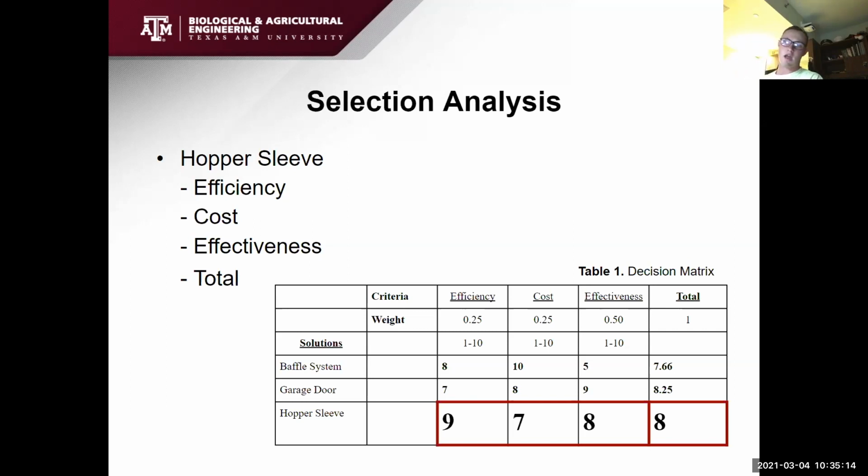Its effectiveness, however, we ranked at 8. That's because it is such a simple solution. It contains the flow of the grain at the source, and therefore minimizes what is exposed to the atmosphere, which gives us a total ranking of 8. And it is the number 2 solution in the matrix.